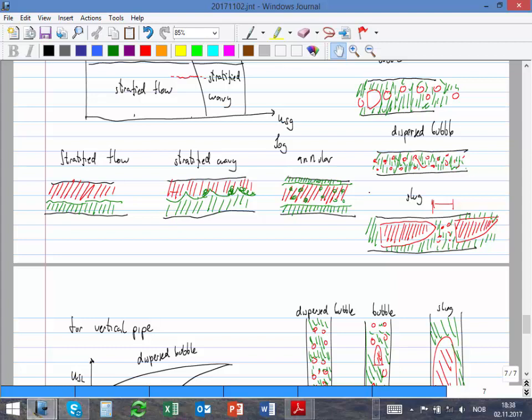This is going to show you how they arrange themselves, but at the end, remember what we want is the pressure drop. So I'm going to try to show you how this is used for calculating pressure drop.